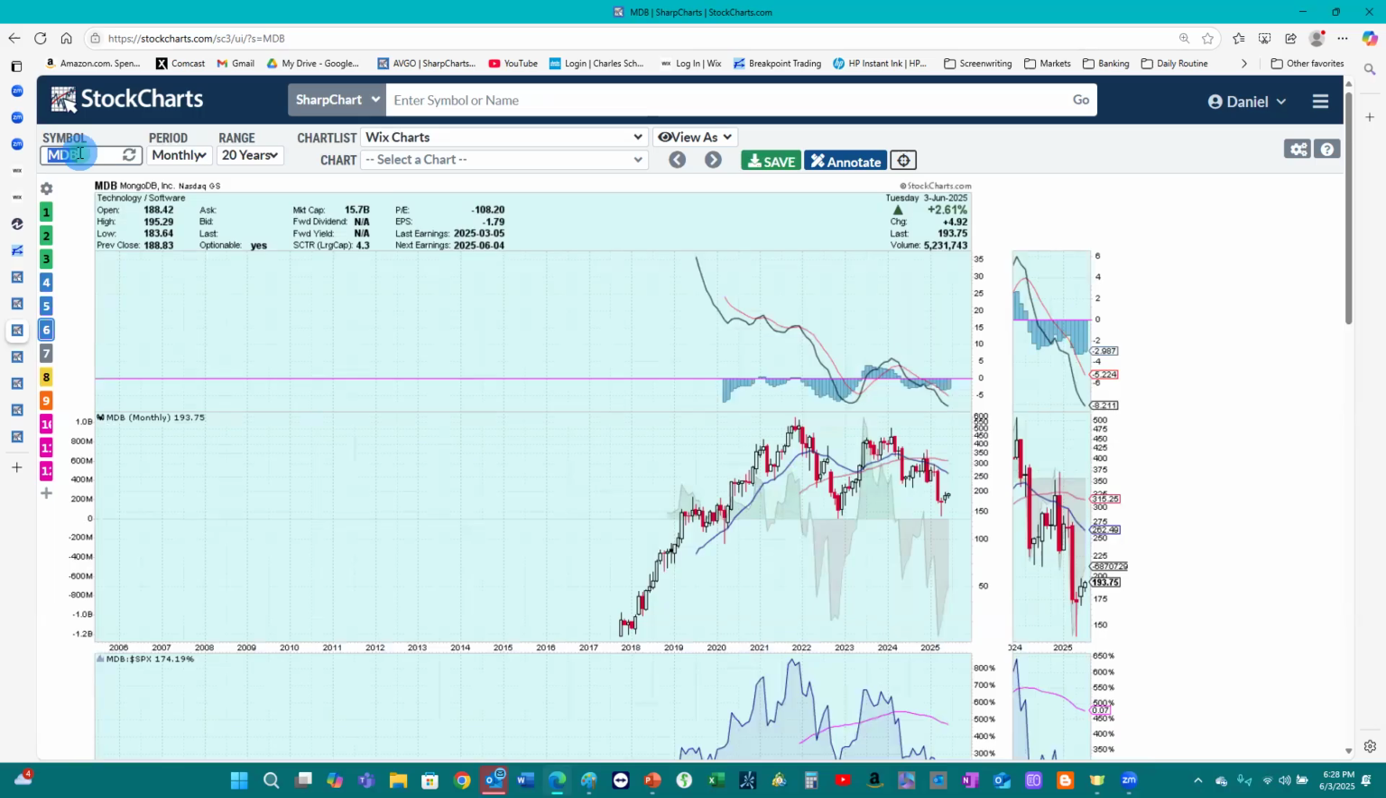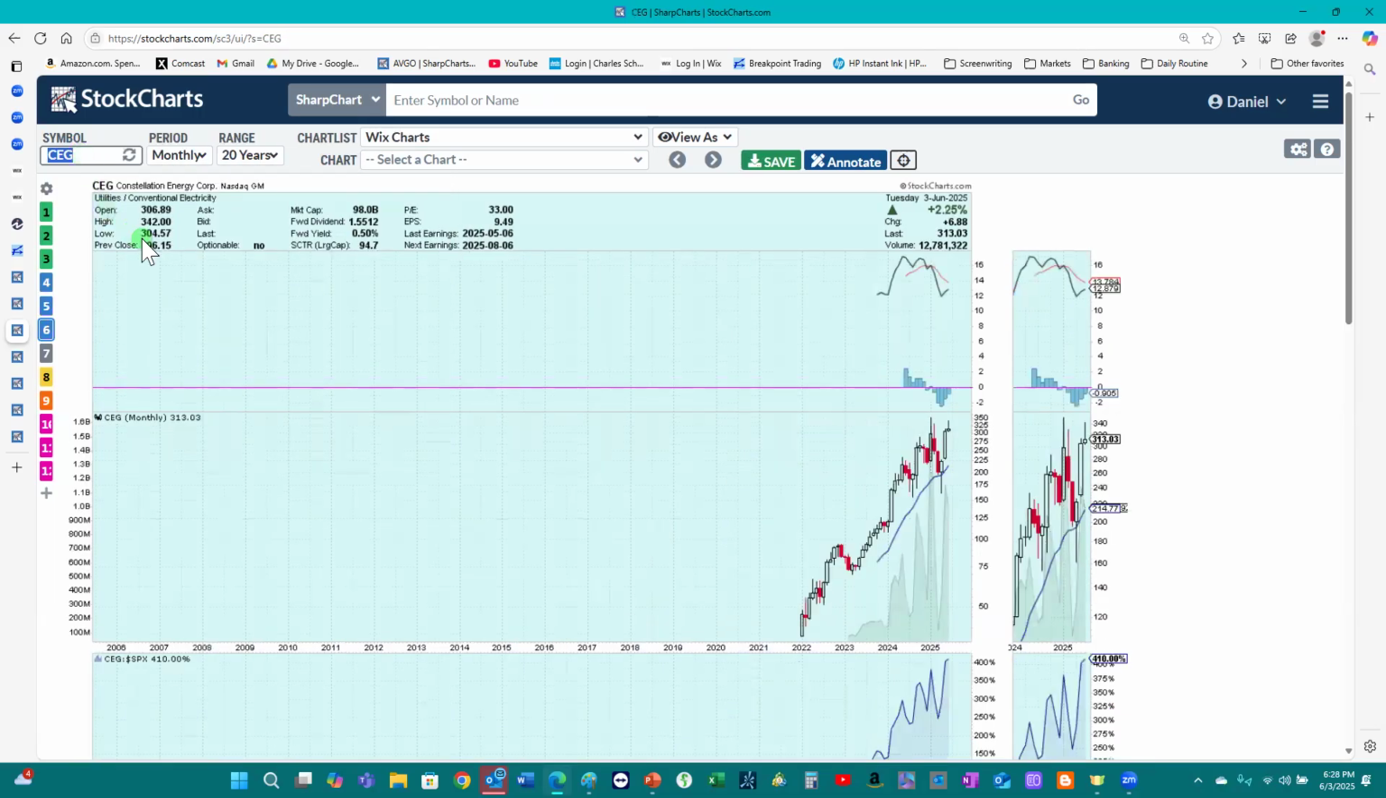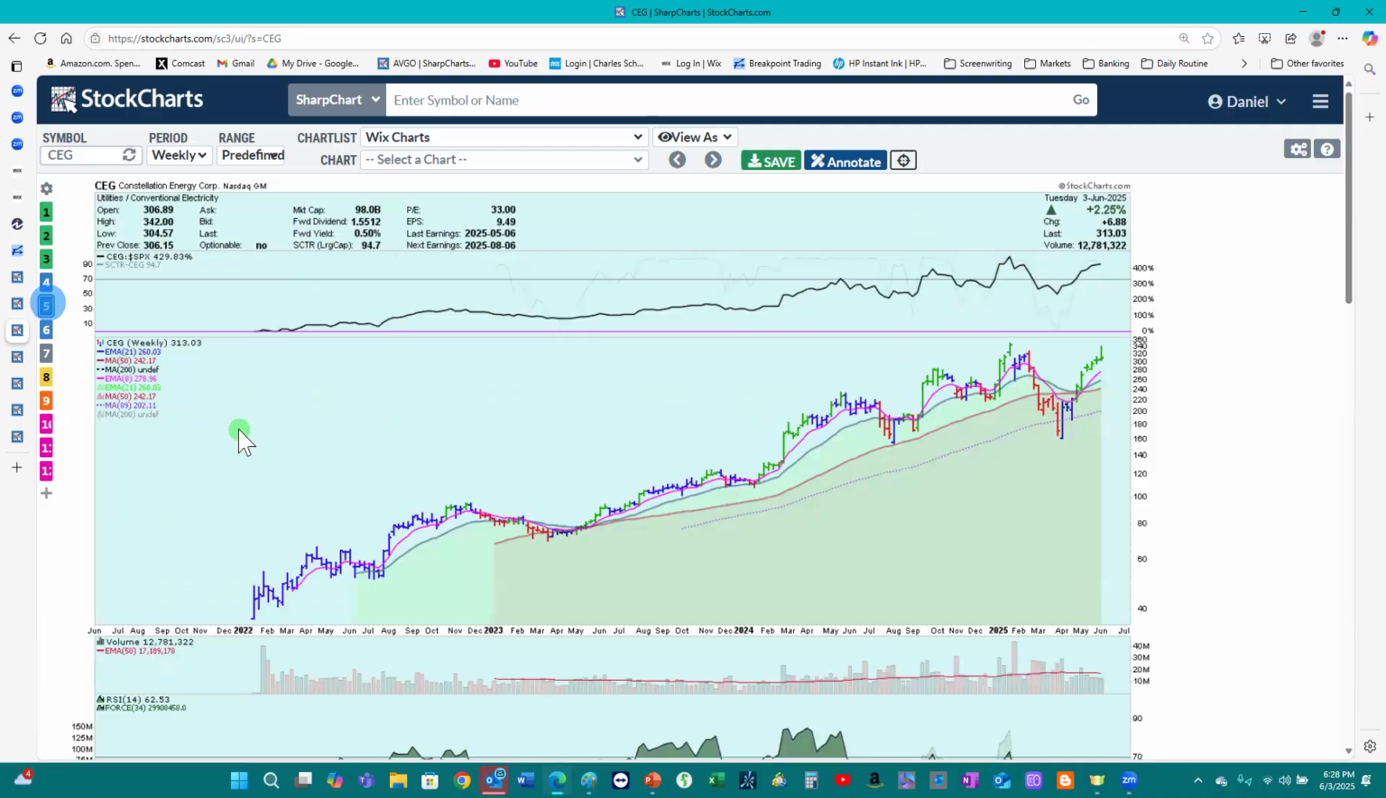Another one is CEG. This is interesting. I showed you uranium previously. This is a monthly chart, Constellation Energy, just been going straight up. And what's happening right now with uranium and nuclear is that a lot of the big tech stocks are making investments in nuclear reactors to get the power that they need for AI. So that's an interesting play. It's almost kind of a play on AI too.